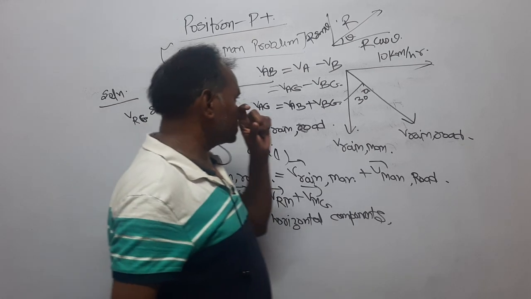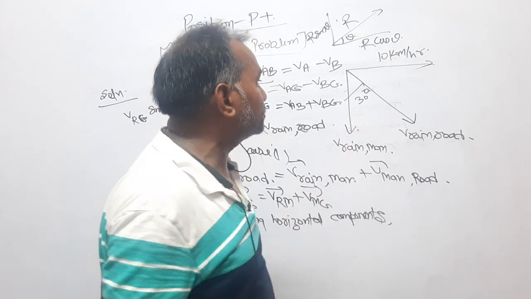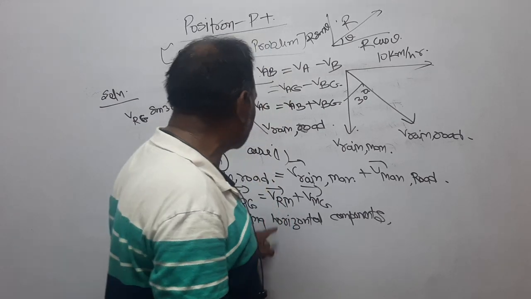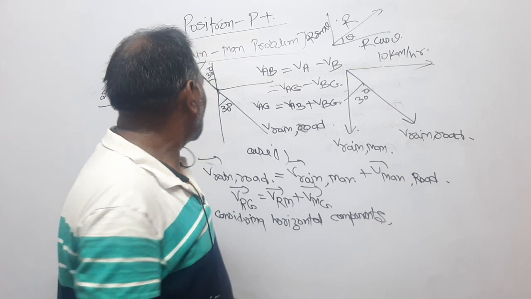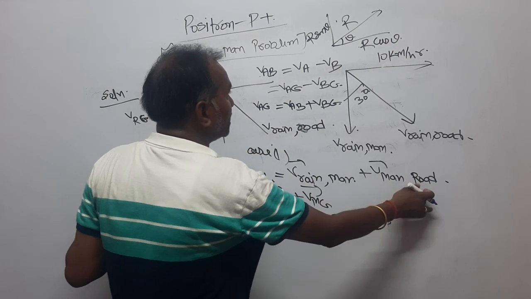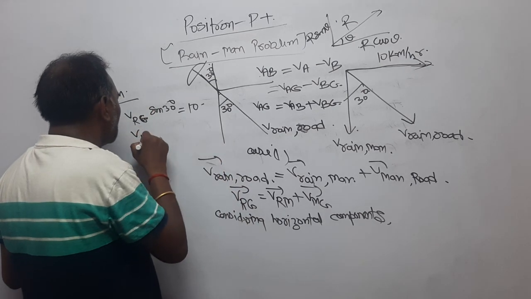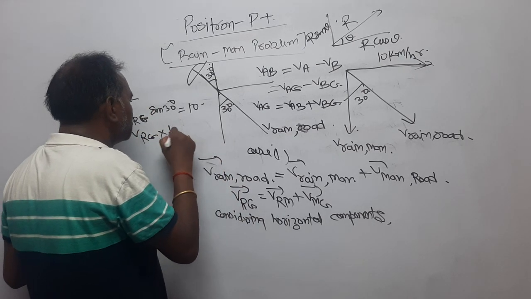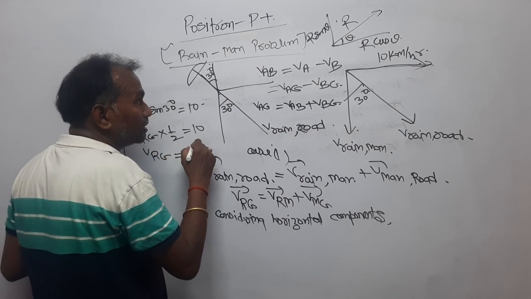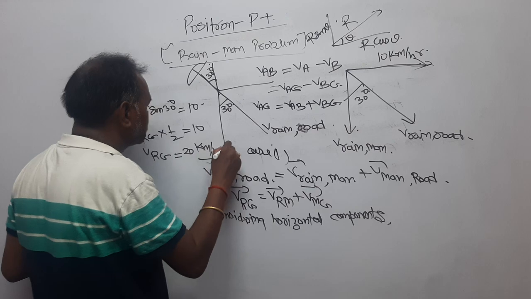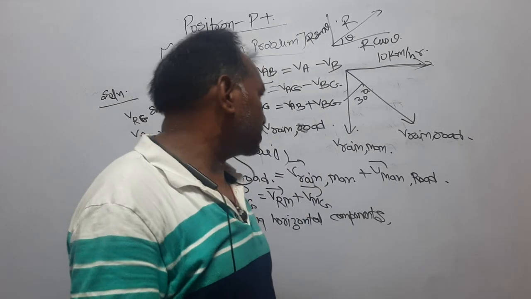Now look here, dear students, VRM is a vertical component itself, so it has horizontal component 0, or for convenience you can write VRM cos 90, and cos 90 is 0. And then V man with respect to road is a horizontal component itself, so you can write 10. So VRG times 1 by 2 is equal to 10, or VRG becomes 20 kilometer per hour. So velocity of rain with respect to ground works out to be 20 kilometer per hour.